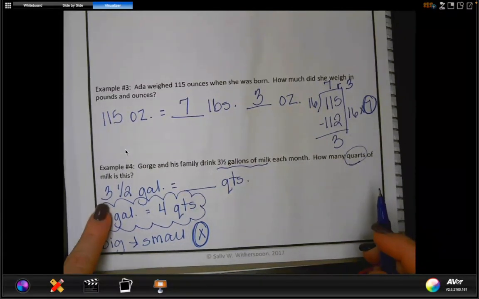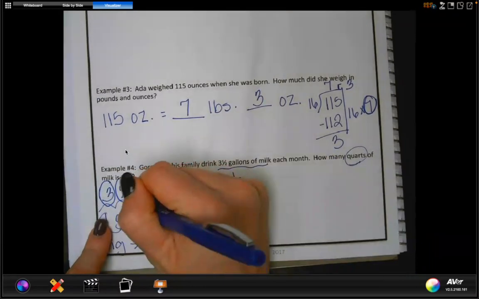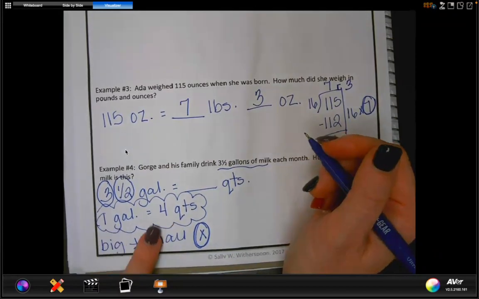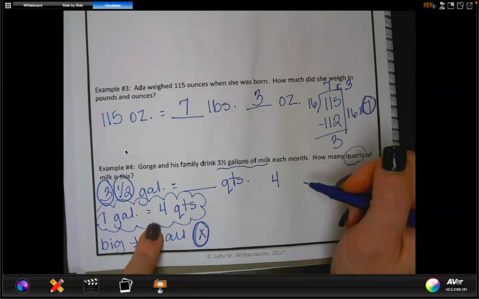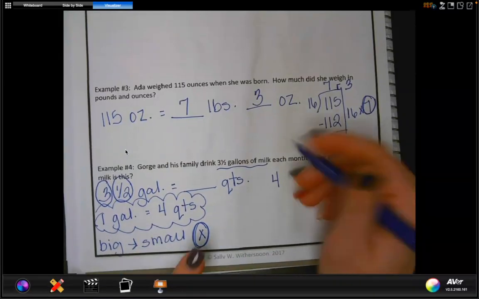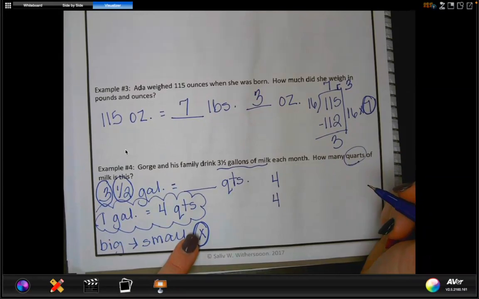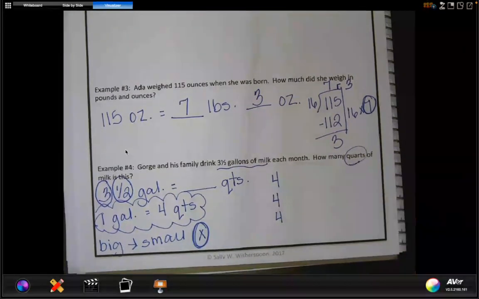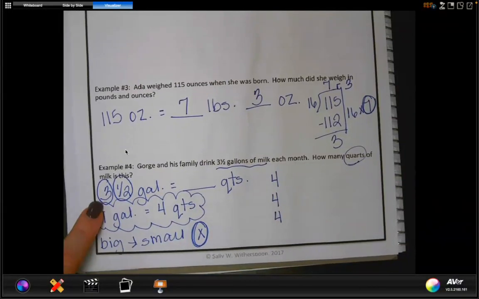We've got 3 whole gallons, and then we've got half of another gallon. Think about it: there's 4 quarts in 1 gallon, so write down a 4. That's 4 quarts for 1 gallon, but we had 3 gallons, so write down another 4. That's now for 2 gallons. Write down another 4, and that's for 3 gallons. So 4 plus 4 plus 4 is going to be for all 3 gallons.